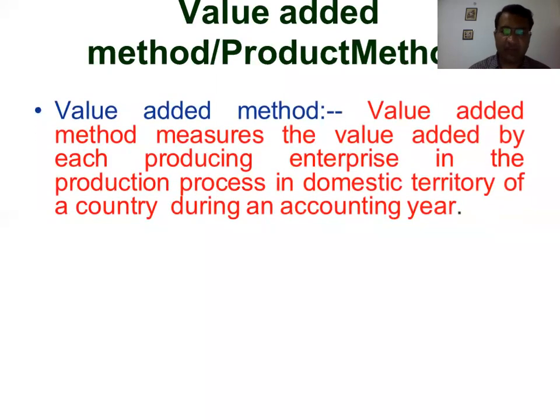So let's first start with the value added method, also called the product method. The value added method is the method in which we measure the value added by each producing enterprise in the production process in the domestic territory of a country during an accounting year. It means we add the value added by all producing enterprises.